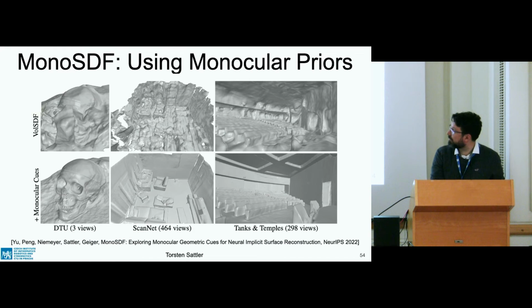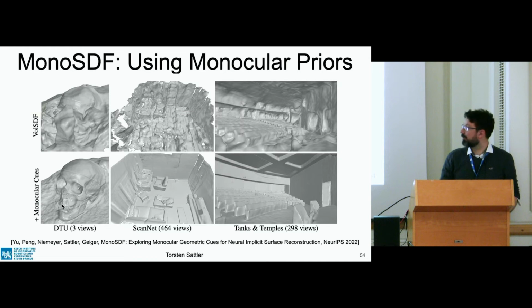And here you see the difference between essentially taking the original VolSDF formulation and only training on images versus adding these additional monocular cues, to a degree where you actually get something meaningful from three views only. You get much cleaner geometry here and here as well.